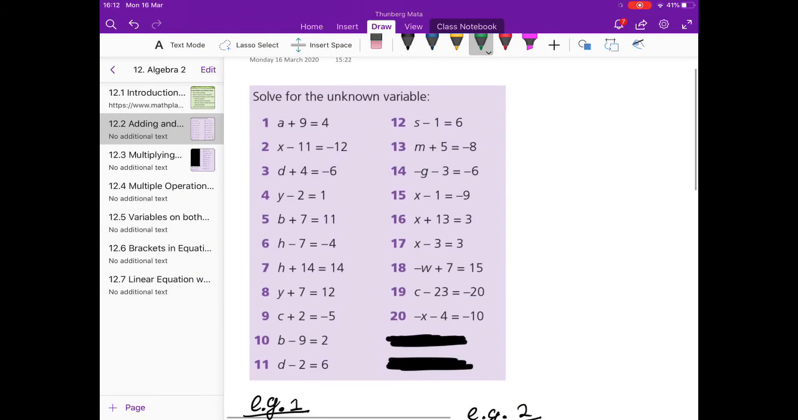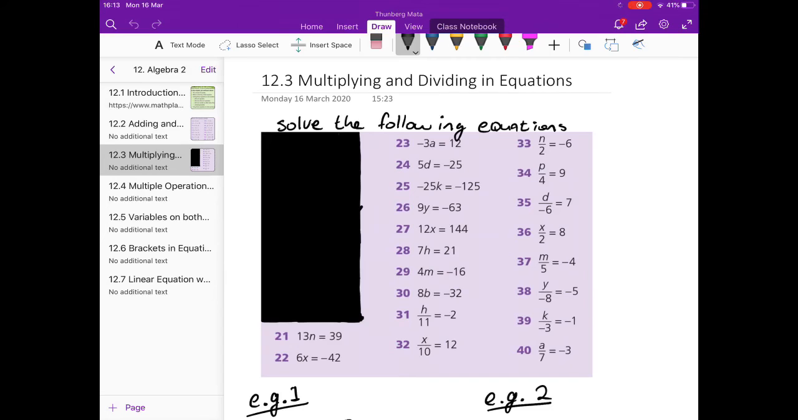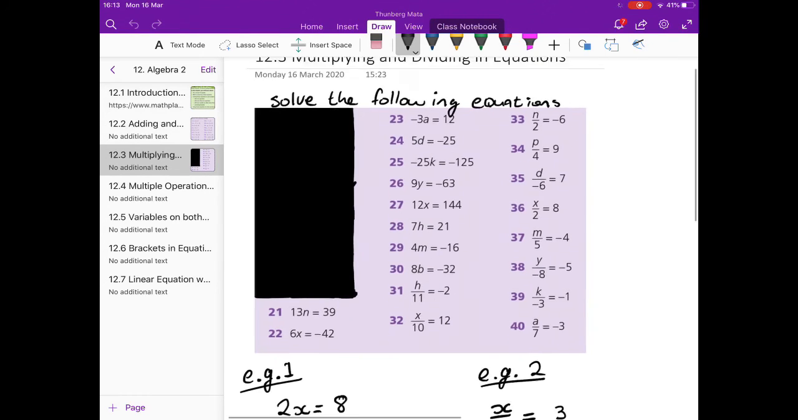Now, you guys can go to page 244 in your book. So that's page 244. And on page 244, you can have a go at questions 1 to 20. Do them in your copies, and then you can take a photo of that and upload it into the OneNote as described already. So next up, we have to look at multiplying and dividing in equations. So we've been told to solve the following equations that are a bit different to any that we've seen before already.